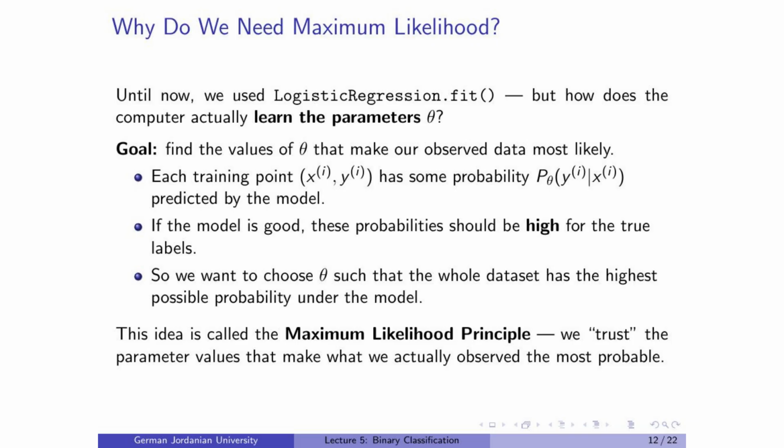Now let's understand how the model learns its parameters. We use the maximum likelihood principle. We choose the parameters that make the observed data most probable under the model. It's like saying, find the theta values that best explain what we've actually seen.